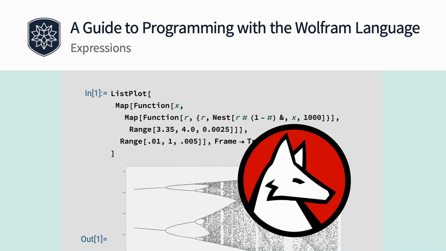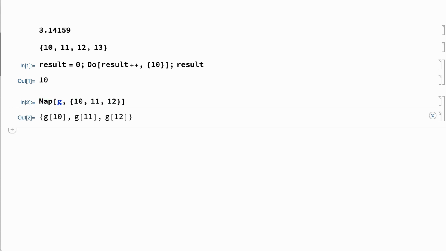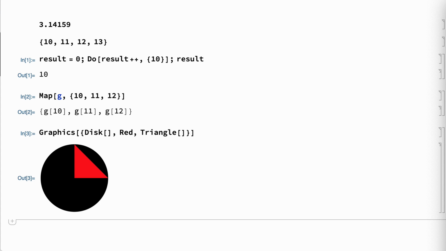A basic design principle in the Wolfram language is that everything is an expression. Things that typically represent data, for example, like numbers and lists, are expressions. Programs like this do loop and this map input are expressions. And more complicated things like graphics and images are also all represented as expressions.